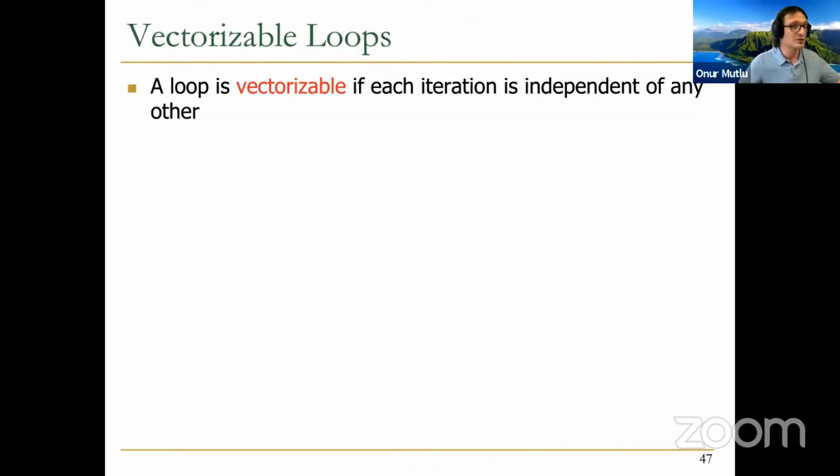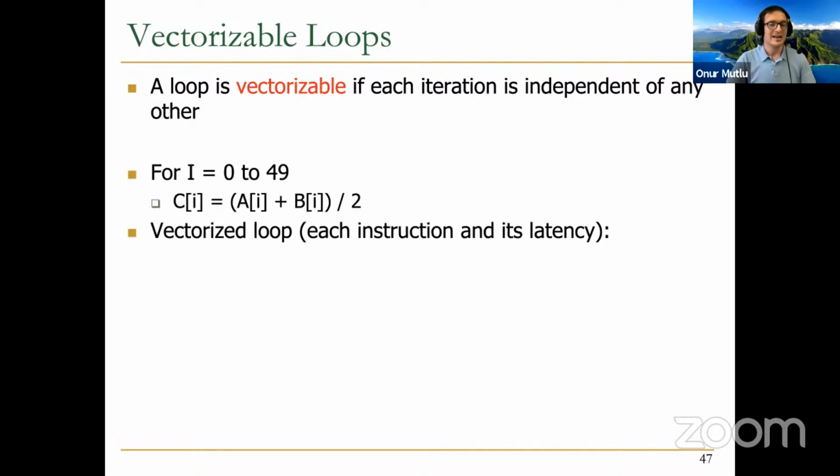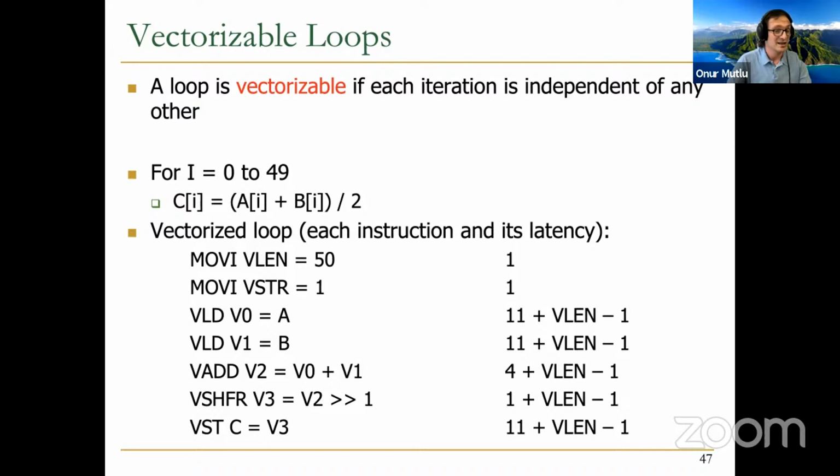Okay, now let's take a look at the notion of vectorizable loop. So the loop that we saw was actually a vectorizable loop. What does this mean? A loop is vectorizable if each iteration is independent of any other iteration, basically. So this is an example, as we saw. And if we vectorize this loop, this is what we will get. Basically, our vector length is 50. Our vector stride is 1, because we said consecutive elements are in consecutive locations.